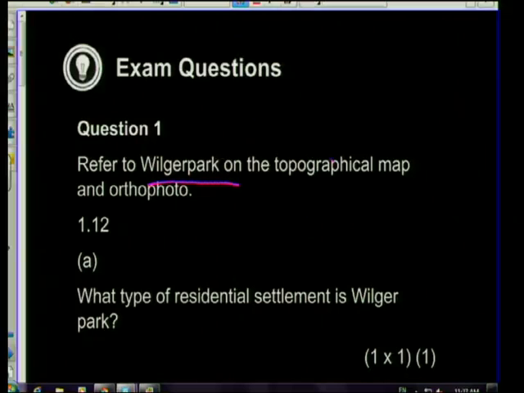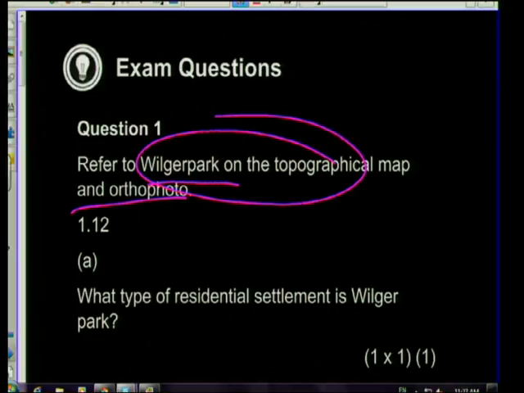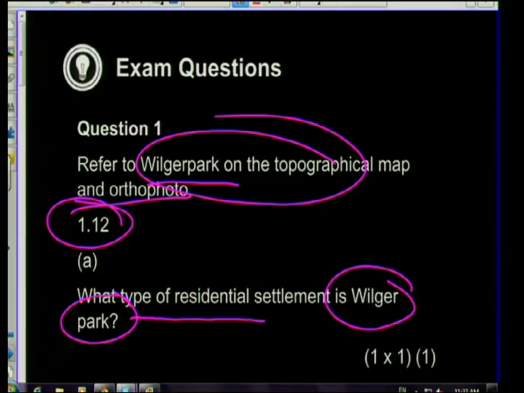Refer to Volga Park on the topographical map and the orthophoto. 1.12. What type of residential settlement is Volga Park? Now, this refers specifically to your land use zones. And what are we talking about here? Your residential land use zones.